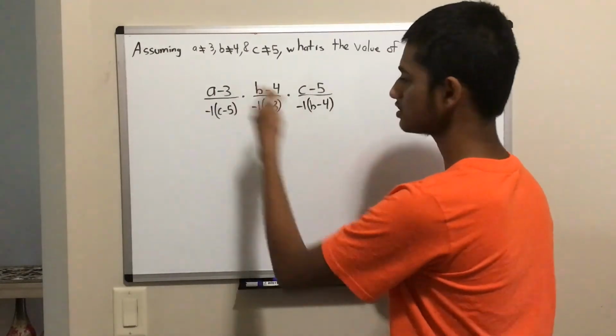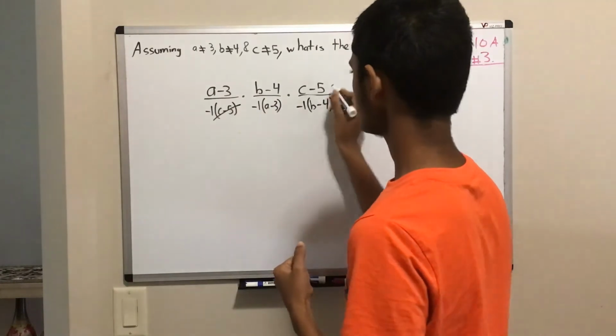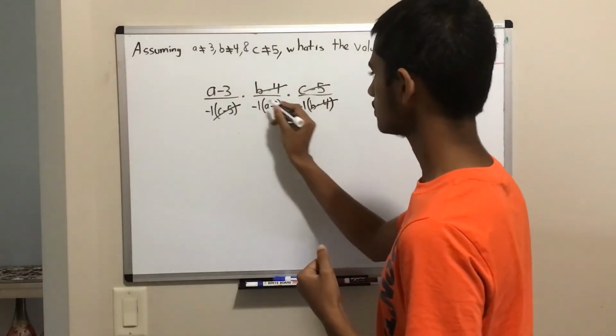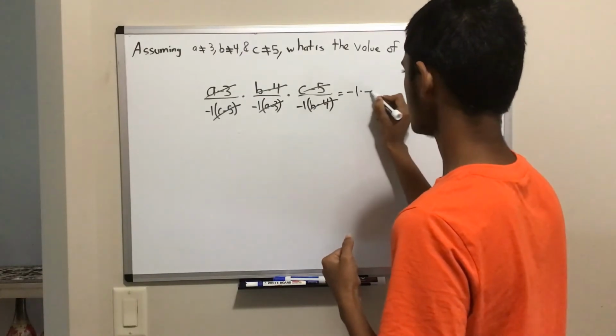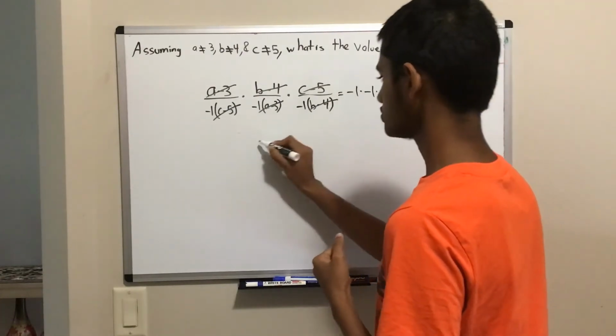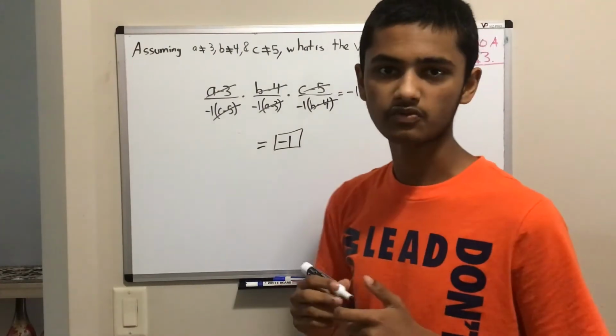And there we go. I can start canceling all these terms because all these things are being multiplied. So c minus 5 cancels over here, b minus 4 cancels over here, and a minus 3 cancels over here, leaving us with -1 times -1 times -1, which is simply just equal to -1. And that's the final answer for this problem over here.